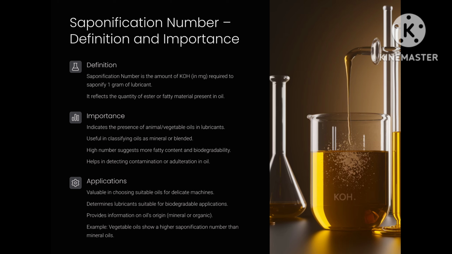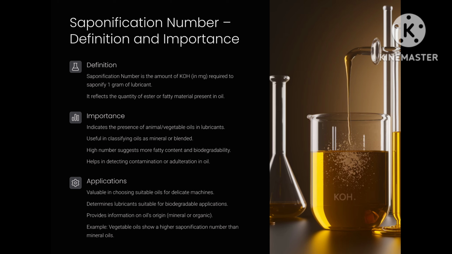This number helps us identify if the oil contains animal or vegetable-based esters, or if it is a purely mineral-based oil. Vegetable and animal oils contain esters, so they react with KOH and give a higher saponification number. Why is this important? If we know the oil is of organic origin, it may biodegrade more easily, good for the environment. High saponification number indicates that oil might be better for lubricating softer delicate machinery, but it can also mean the oil is more prone to hydrolysis, breaking down with water.